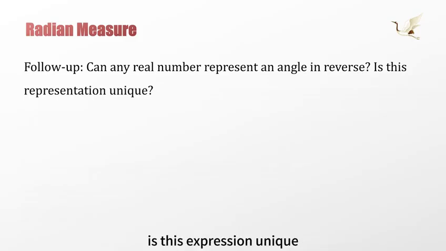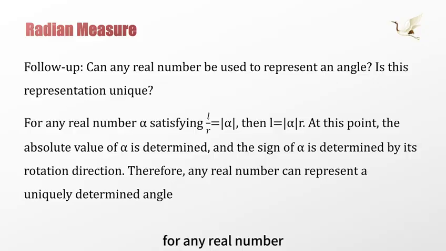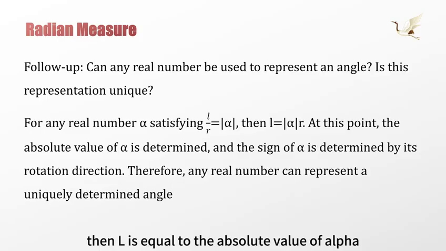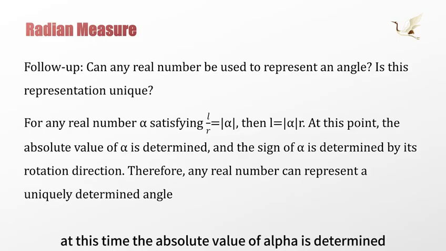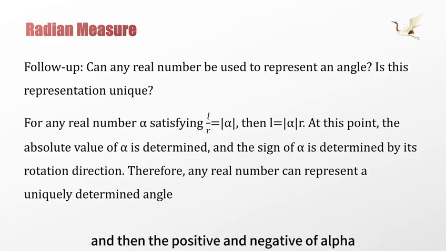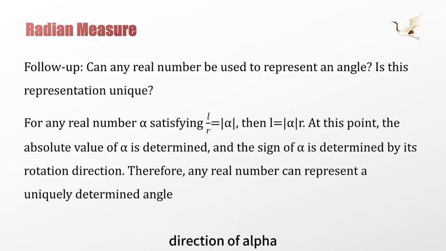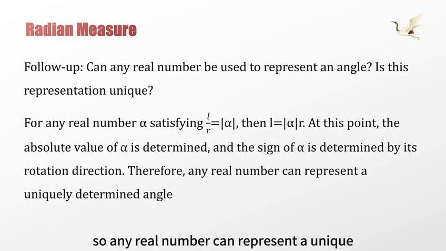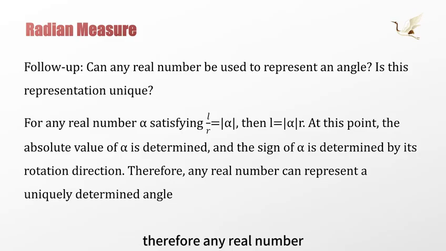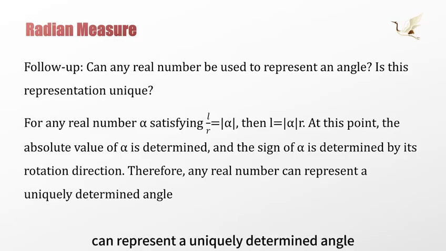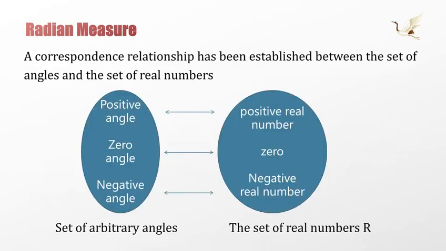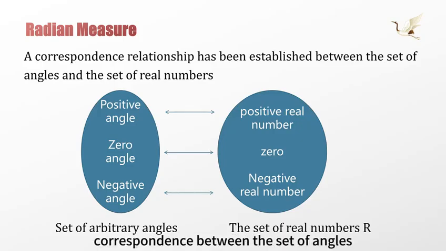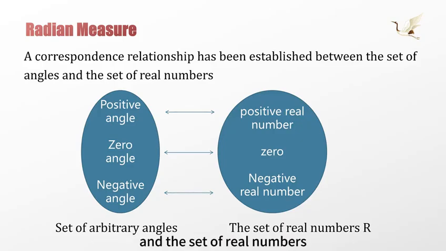Is this expression unique? For any real number, if the ratio of L to r is equal to the absolute value of alpha, then L is equal to the absolute value of alpha multiplied by r. At this time, the absolute value of alpha is determined, and then the positive and negative sign of alpha is determined by the rotation direction. So any real number can represent a unique and definite angle. Therefore, any real number can represent a uniquely determined angle, and any angle can be represented by a uniquely determined real number. Then we establish a one-to-one correspondence between the set of angles and the set of real numbers.